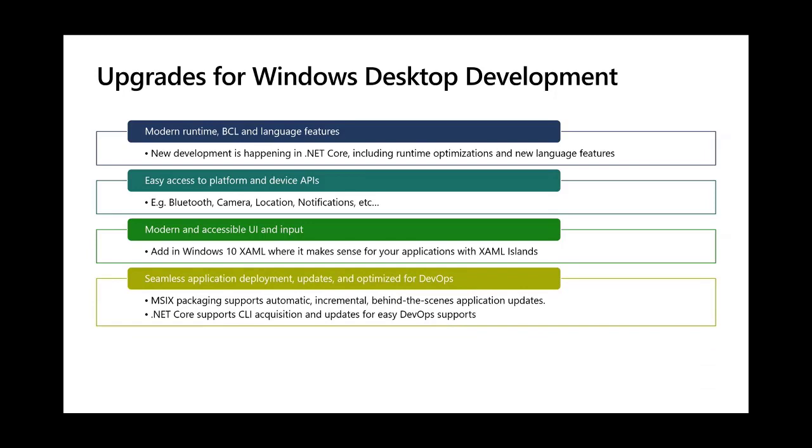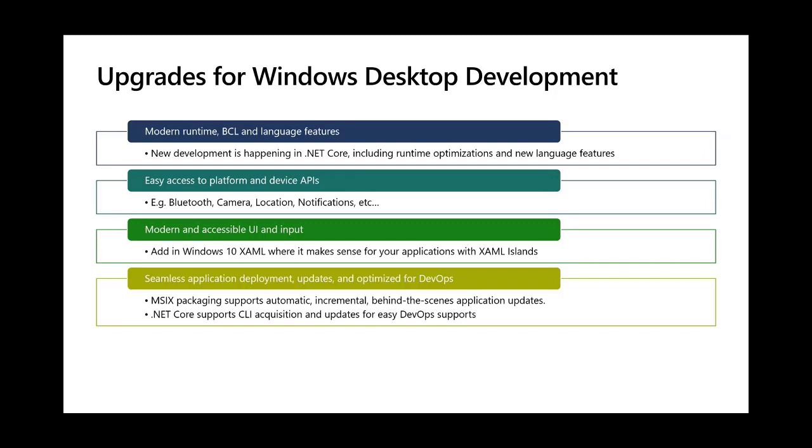Seamless app deployment, updates and optimized for DevOps. So this has to do with MSIX packaging, and the whole exercise around, as a developer, you have to decide on your update mechanism. You have to maintain that mechanism. So maybe you go with ClickOnce, maybe using Squirrel is another popular distribution mechanism. By going with MSIX, a lot of those tasks are taken care of for you.